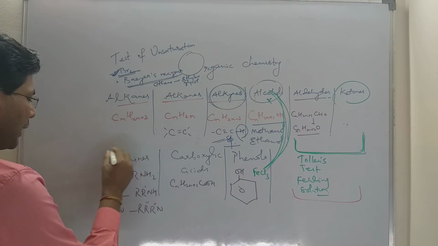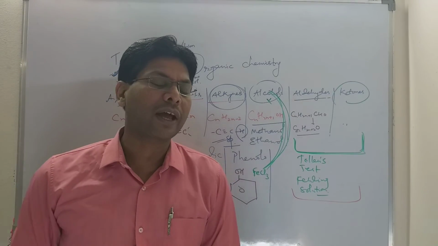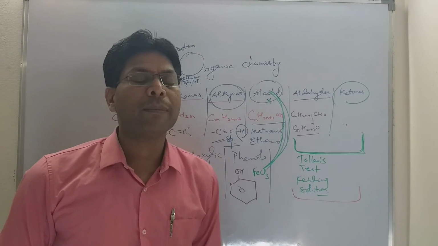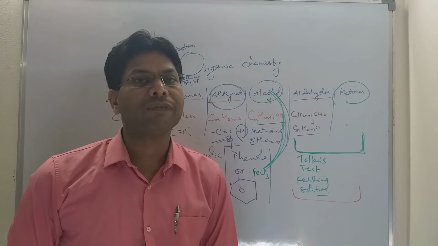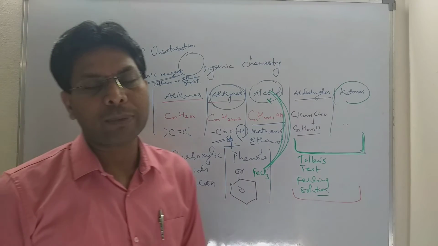Now coming to amines. The characteristic reaction of 1 degree amines is the carbylamine reaction. 1 degree amines, when treated with chloroform and alkali, will give a very bad smell of isocyanide, also called carbylamine. 2 degree and 3 degree amines will not give the carbylamine test.